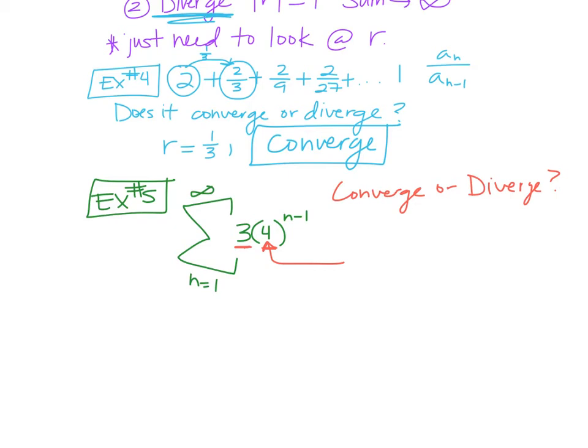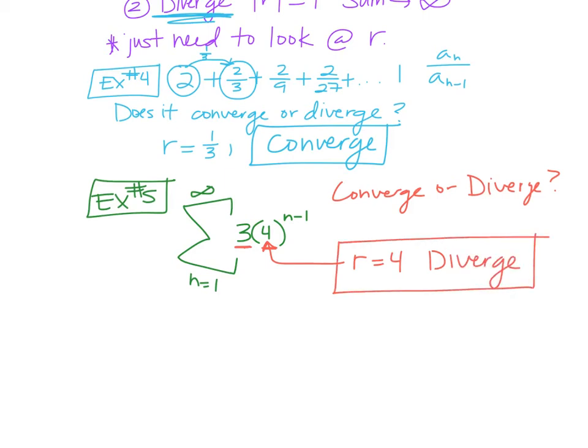So if R equals 4, then think about converge or diverge. If R is greater than 1, it is going to diverge. Okay, meaning this is going to go on to infinity. Now, if you think about that, a 4, right, that's a bigger number than 1.